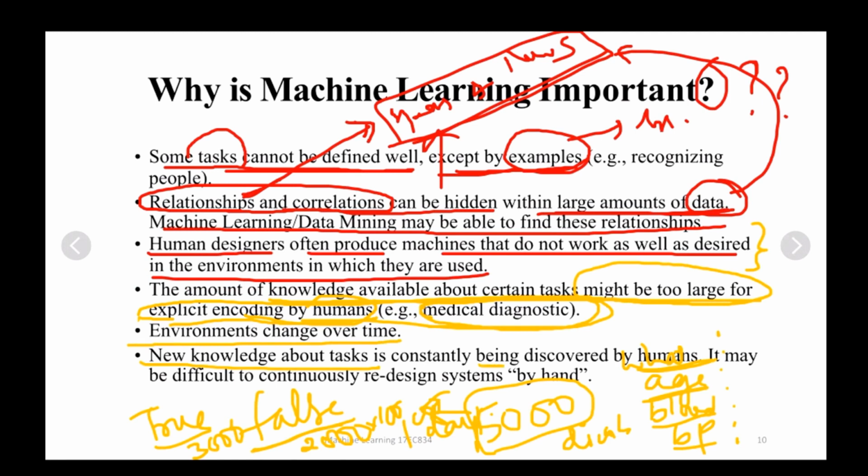It may be difficult to continuously redesign the system by hand. Every now and then whenever new knowledge comes into the picture, that has to be provided to the machine in order to have a good amount of learning for your machine. Algorithm development basically, right? That is why machine learning is important.